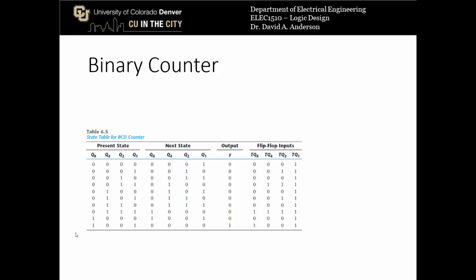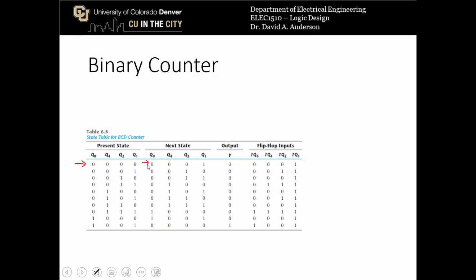So let's look at how we would construct a BCD counter this way. This will operate exactly the same as a ripple counter, but is just designed differently. So, for example, if we're in present state with 4 flip-flops, 0, 0, 0, 0, the next state on the clock edge is going to be 0, 0, 0, 1.